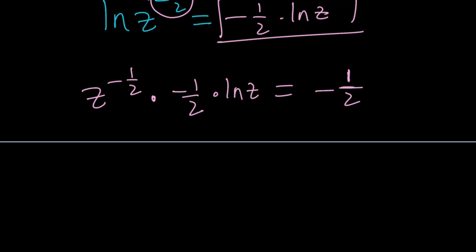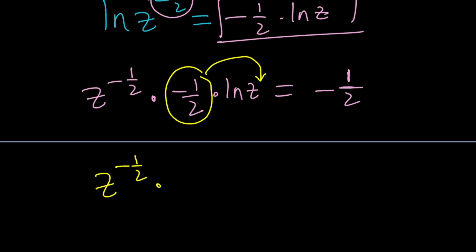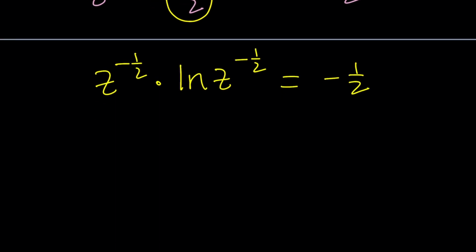And now we're going to go ahead and put this back here, and we'll get z to the power -1/2 times ln z to the power -1/2 equals -1/2. A lot of -1/2s, right? Now, before we put it in the t e to the t form, how do you get there from here? You would need to get rid of the ln. So that kind of calls for substitution.